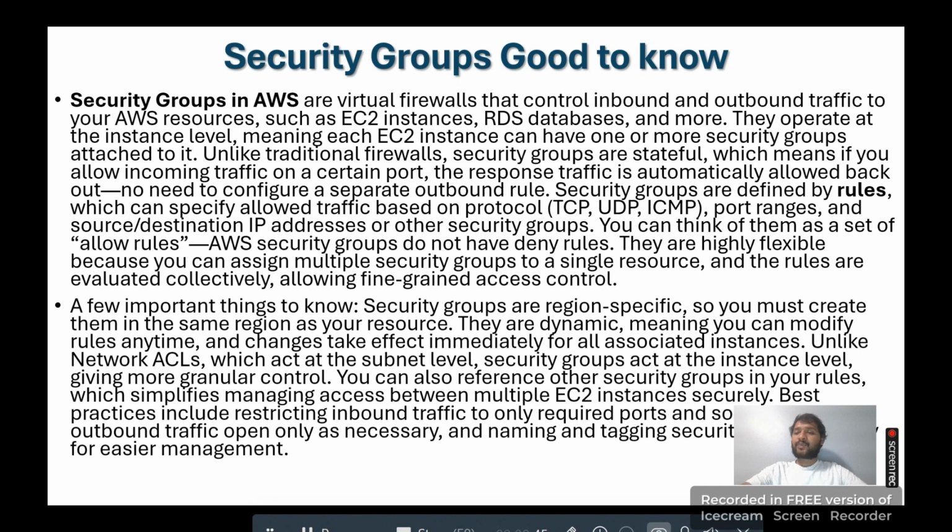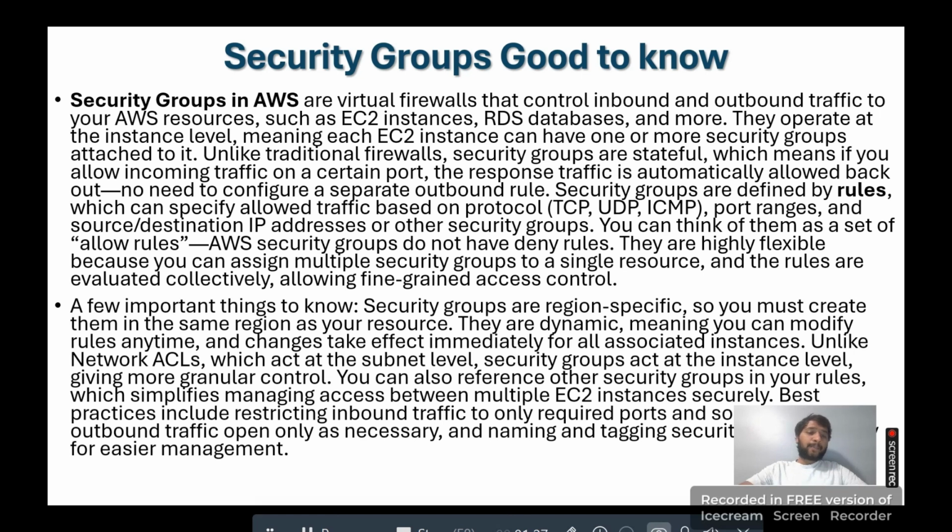Security groups are defined by rules which can allow traffic based on protocol (TCP, UDP, ICMP), port ranges, and source or destination IP addresses, or other security groups. You can think of them as a set of allow rules. AWS security groups do not have deny rules. They are highly flexible because you can assign multiple security groups to a single resource, and the rules are evaluated collectively, allowing fine-grained access control.